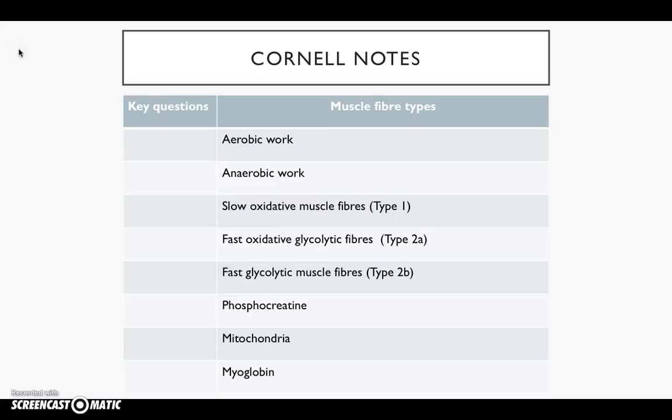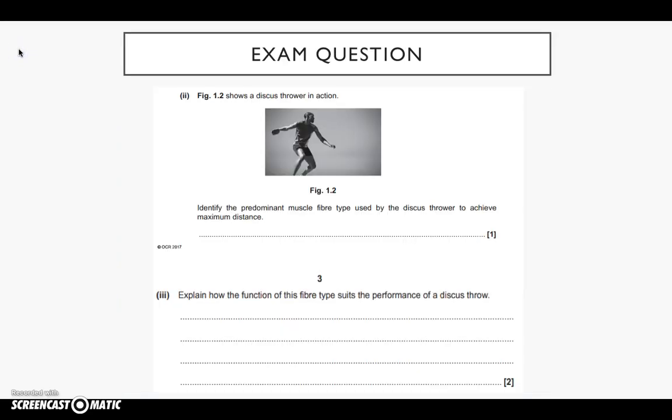fibres. So first of all, these are your Cornell notes, kind of headings. So if you just pause now and just get these down. Thank you. Right, okay. So first of all, this is a typical exam question that you may get regarding muscle fibre types. This first one, identify the predominant muscle fibre type used by the discus thrower to achieve maximum distance. Explain how the function of this fibre type suits the performance of a discus thrower. So this is what we're going to be doing in the lesson.